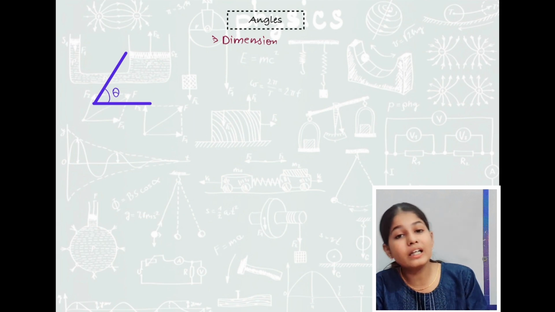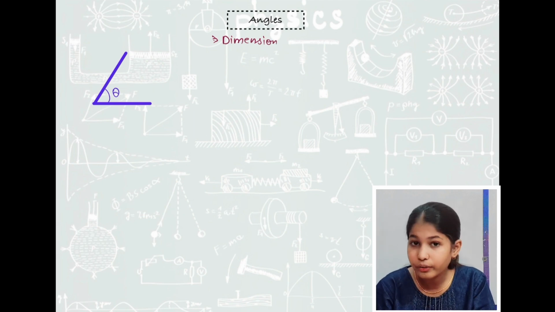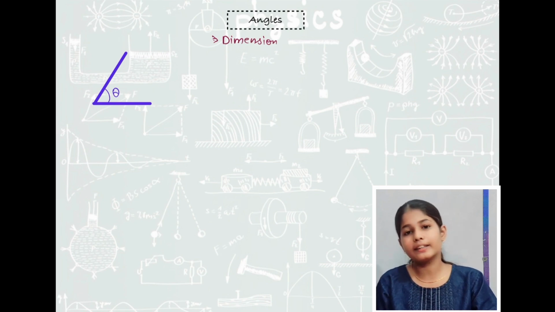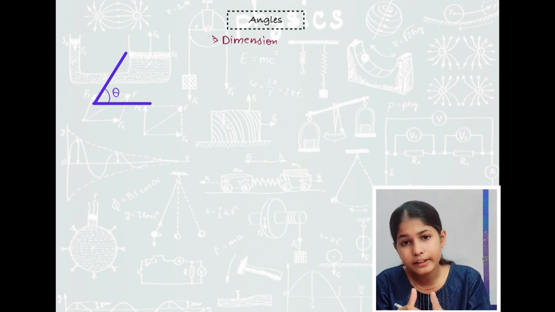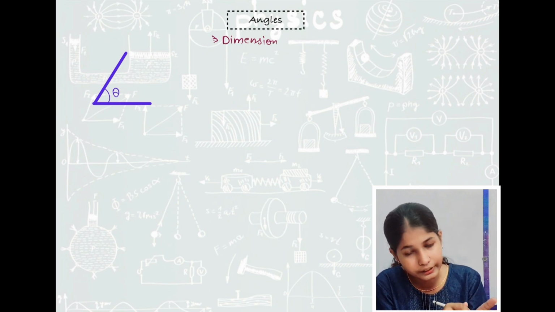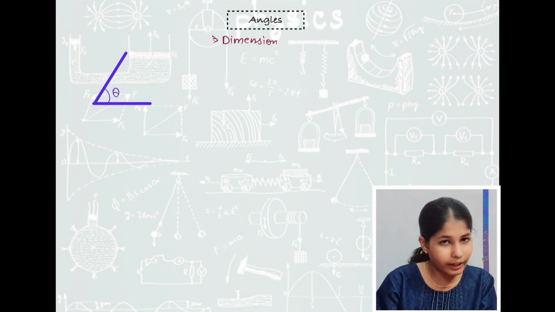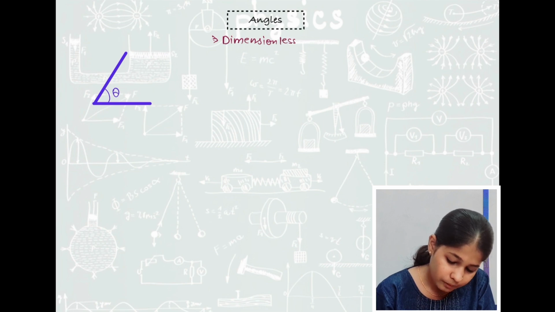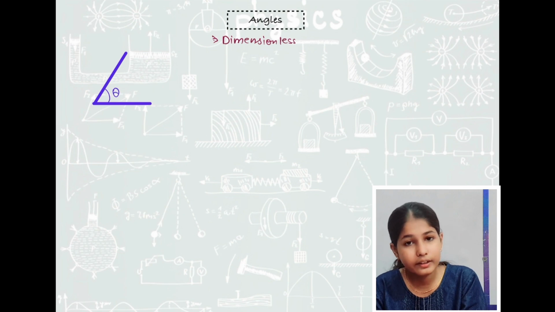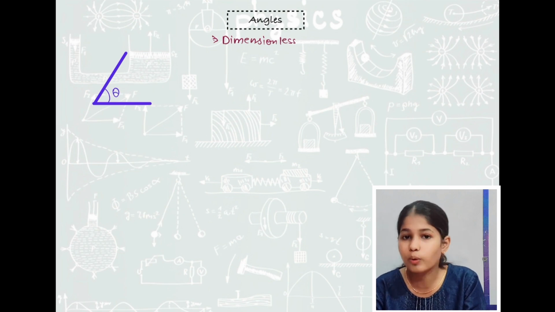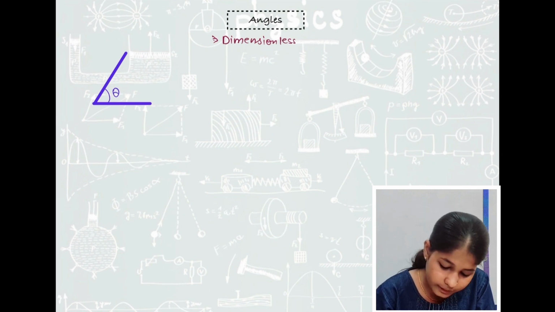If you have already completed units and measurement of class 11 physics, you will simply understand what is meant by dimensionless quantity. If you haven't completed that chapter, you can go and find our video in which you can understand the dimensions of different physical quantities, etc. Let's come to our topic. So angle is a dimensionless quantity, but it has units.